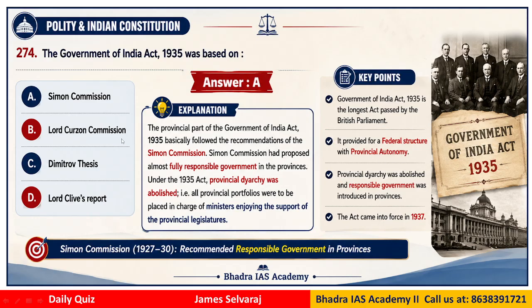Question number 274. The Government of India Act 1935, which played a very important role, was based on which of the following? Simon Commission, Lord Curzon Commission, Dimitrov Thesis, Lord Clive's report. The provincial part of the Government of India Act 1935 basically followed the Simon Commission recommendation, right? It proposed fully responsible government in the provinces. So the correct answer would be option A, Simon Commission.